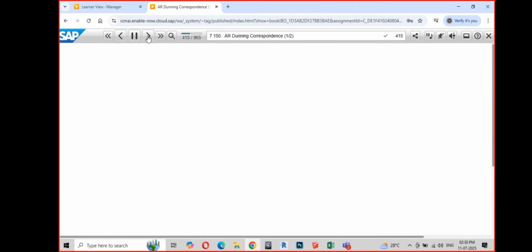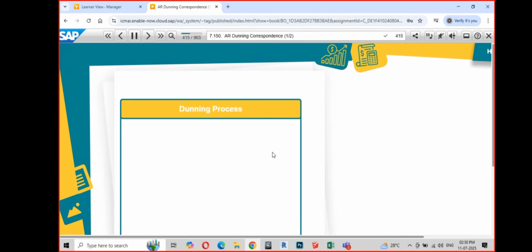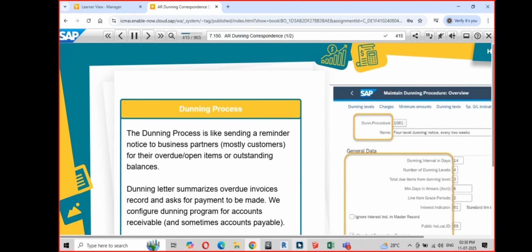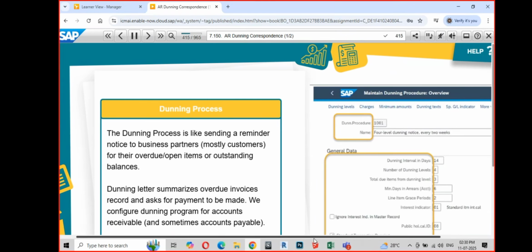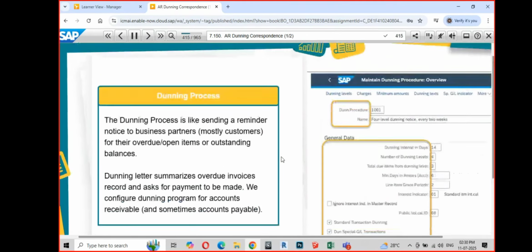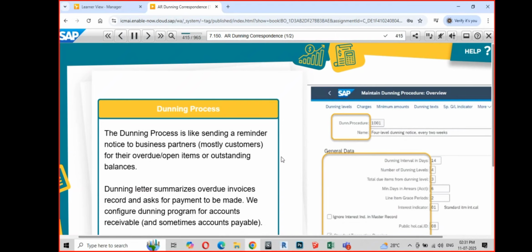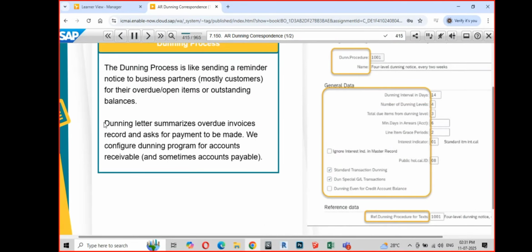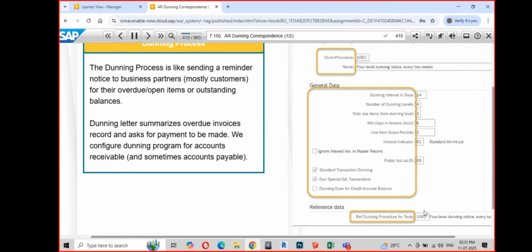Now we discussed dunning, one of the most important correspondence processes. And also your balance confirmation, which is equally important. So what is dunning? A dunning letter summarizes the overdue invoices. On the right is what you see, or how one SAP FI consultant creates the dunning procedure.